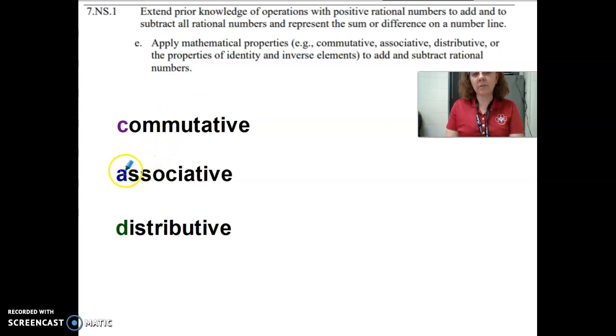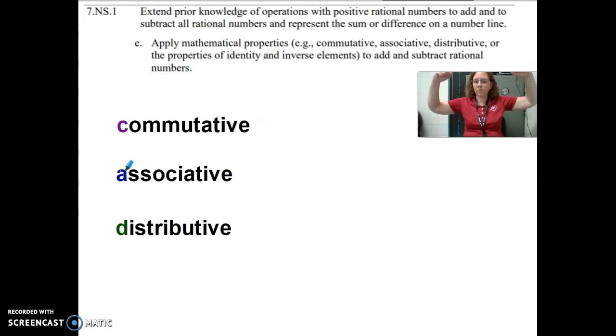Okay, associative. So I'm going to make my hands into sign language A's, and your associates are the people you hang out with. I'm going to put my arms around my buddies, right? You can't see that very well on the camera. I'm going to put my arms around my buddies. My associates are the people I hang out with.